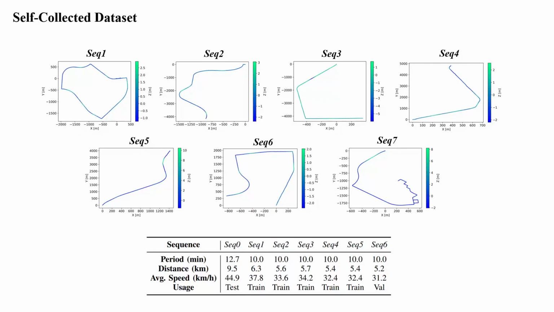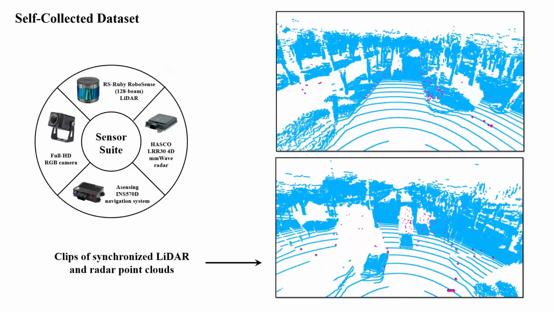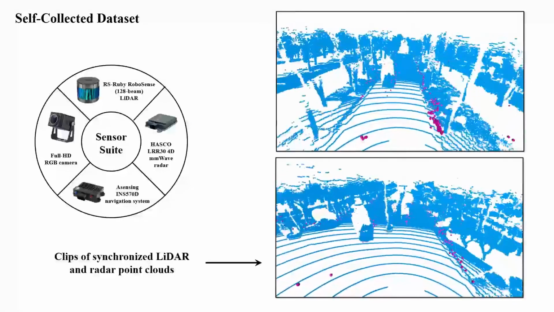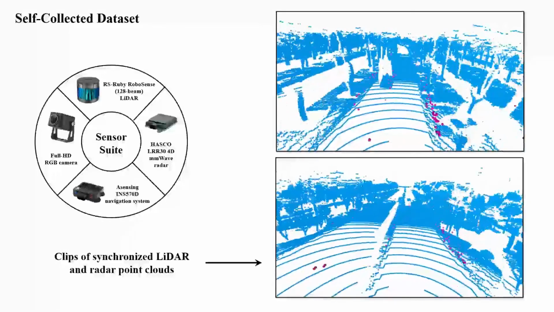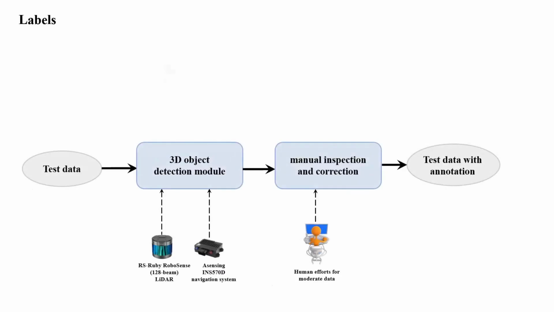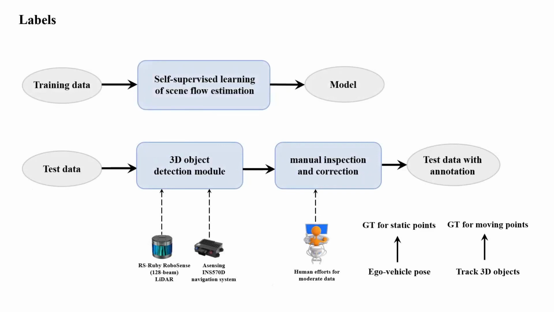To experiment, we drove a car on real roads and collected 7 sequences of data with a total distance over 40 kilometers. Our sensor suite includes a RoboSense LiDAR, a Hasco 4D radar, a full HD RGB camera, and a navigation system. We synchronize radar data to 10 Hz LiDAR point clouds and use pulse data for motion compensation. To evaluate different methods, we refer to the output from a 3D object detection module powered by the RoboSense LiDAR. We label the test data with human effort for inspection and correction. The annotated test data can be used to evaluate models obtained from self-supervised learning.